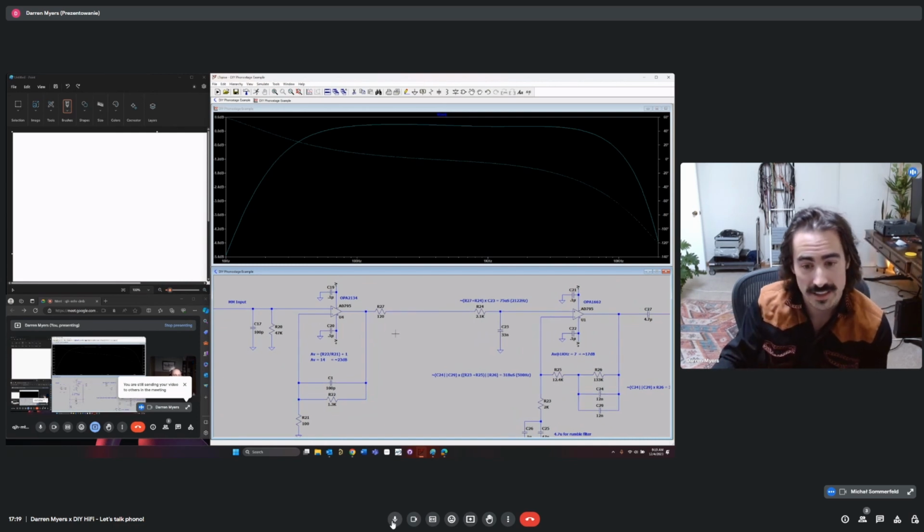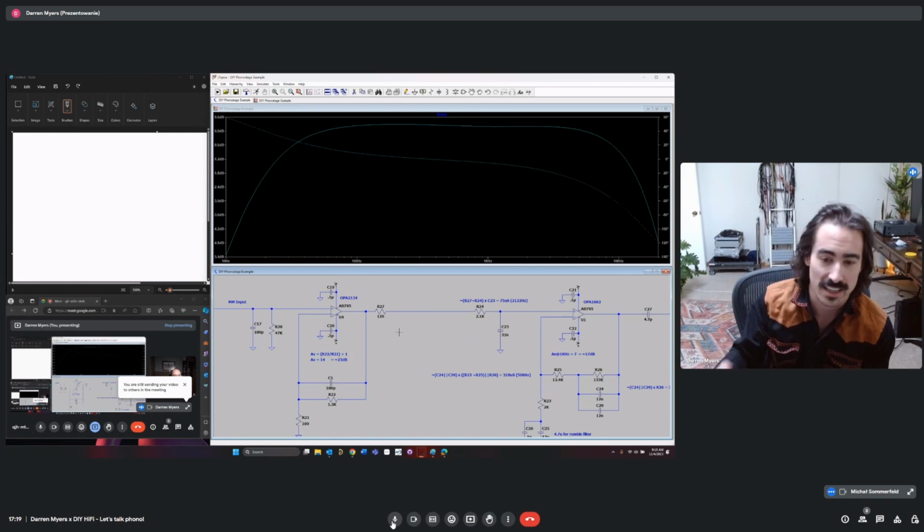So that is one of the next specifications, and we're getting a little bit more in the weeds here. It's going to be less important because most op-amps meet this specification, but open loop gain is something that is important to us.